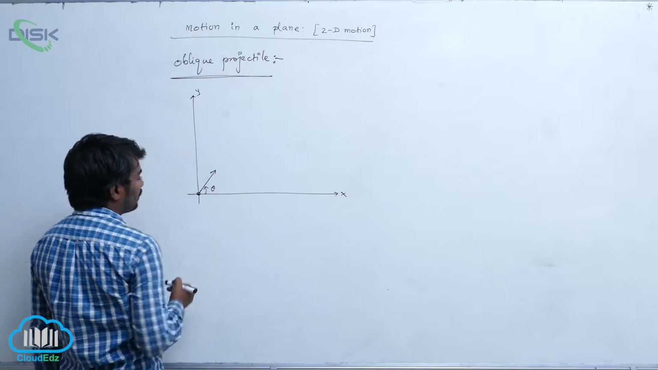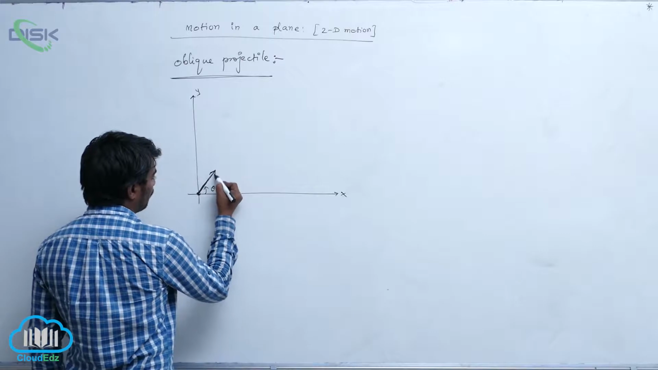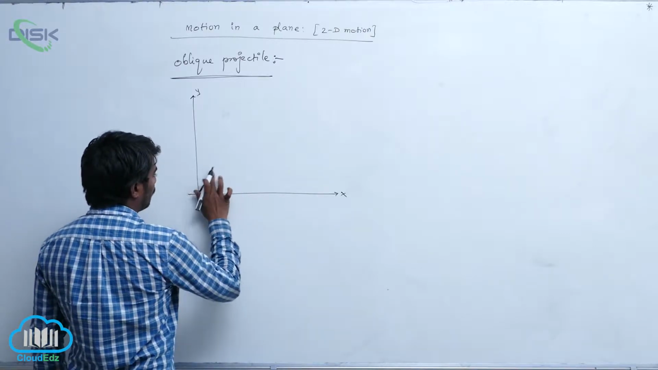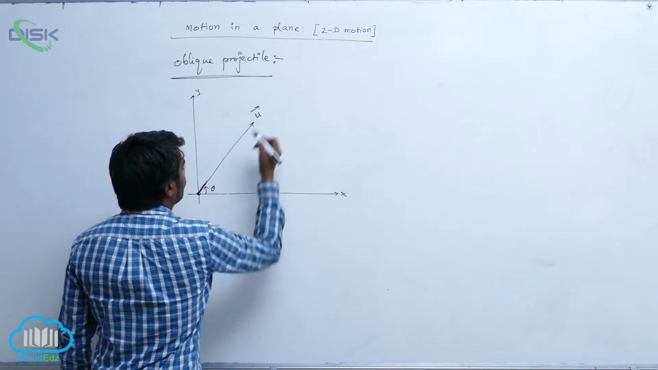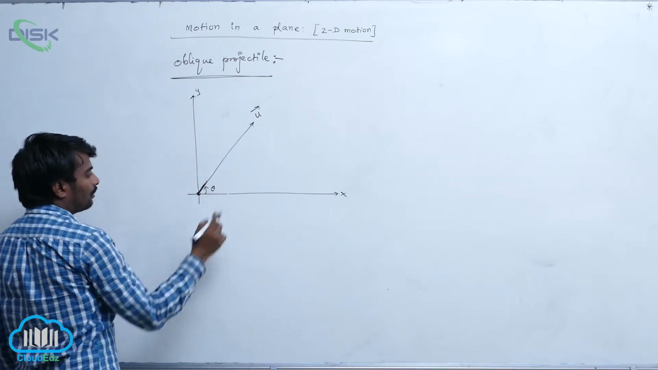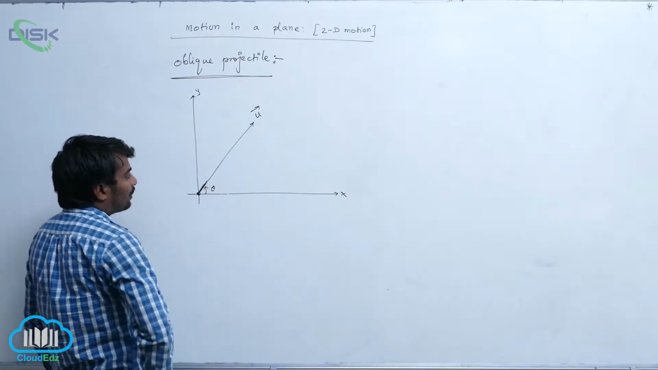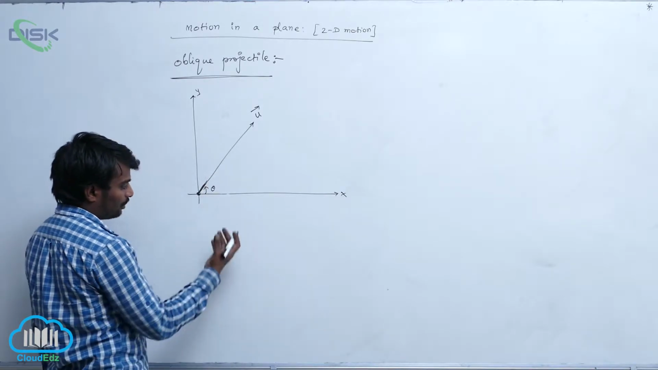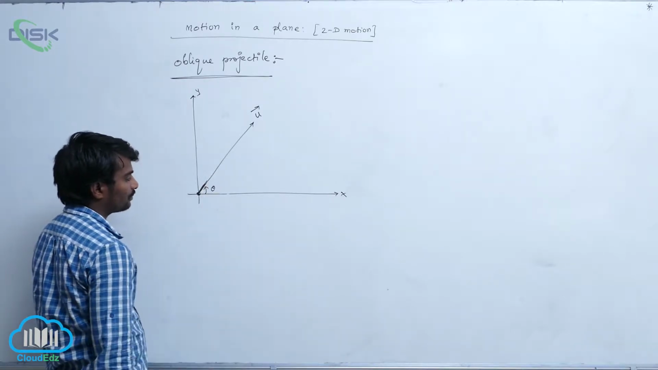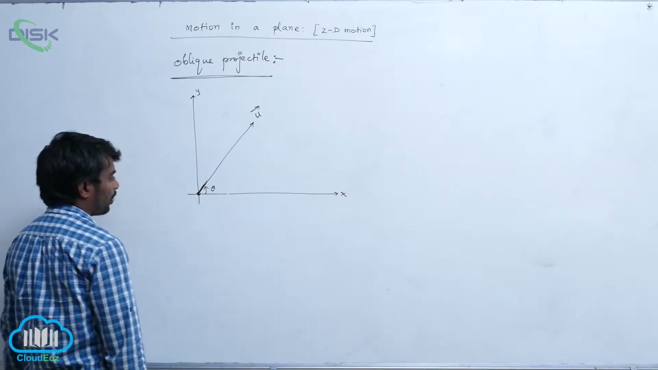then what are the forces acting on this object? If you project the object with initial velocity u in this direction at an angle theta with the x-axis, then what are the forces acting on the object? Only gravity acts vertically in the downward direction. No force acts along the x-axis.